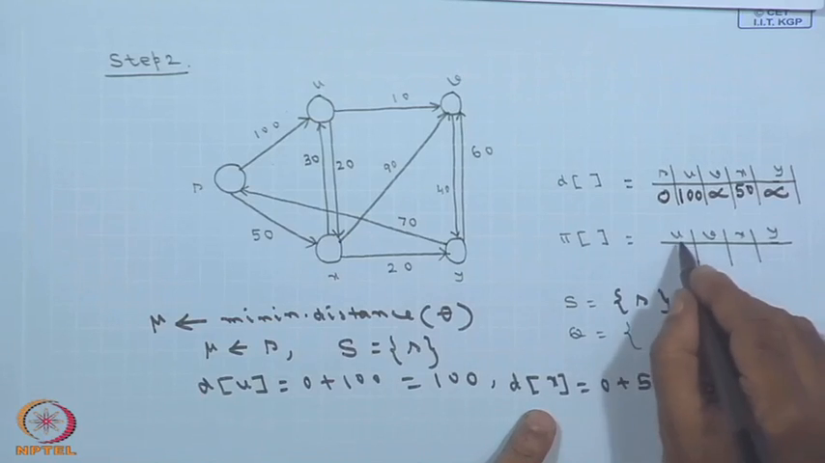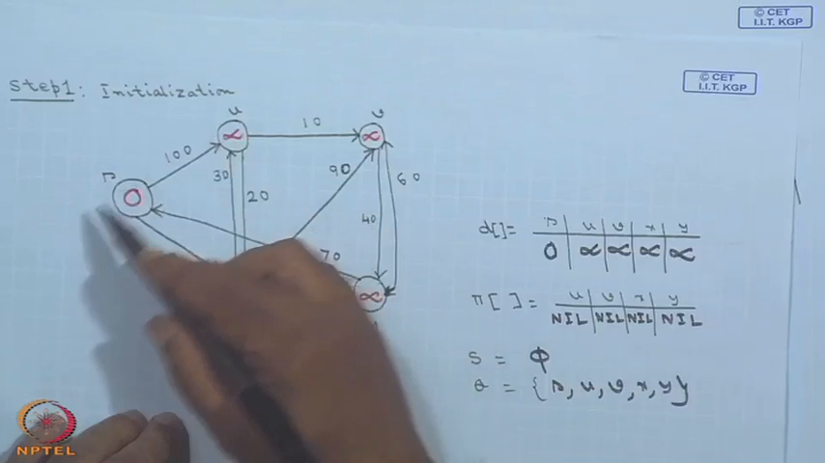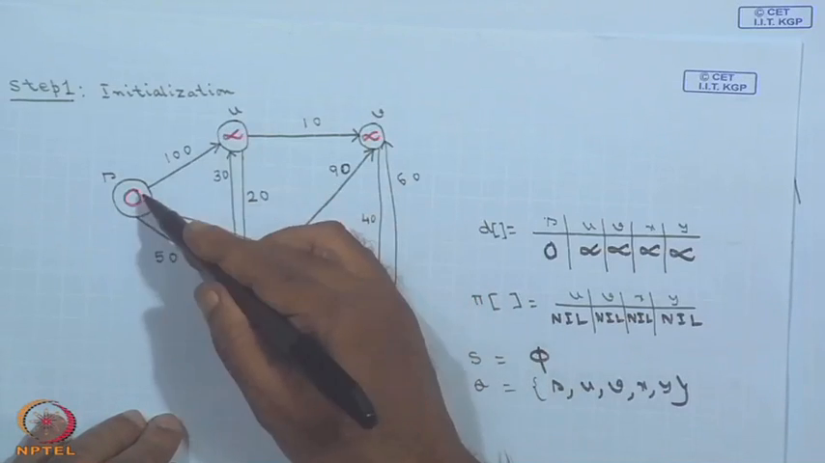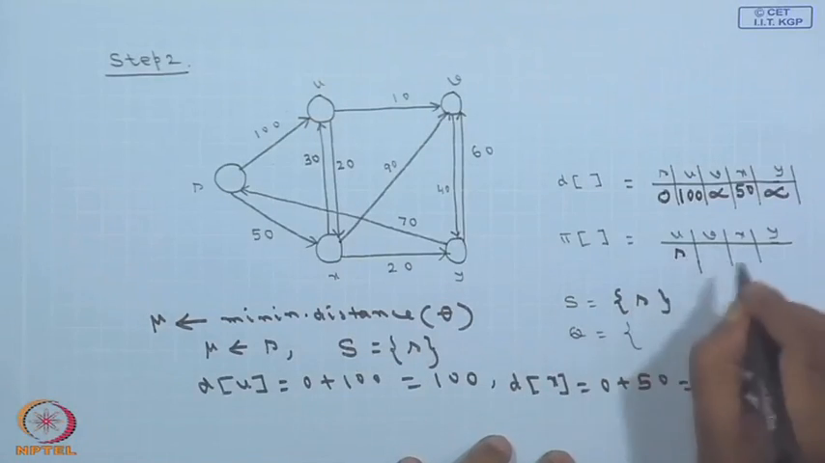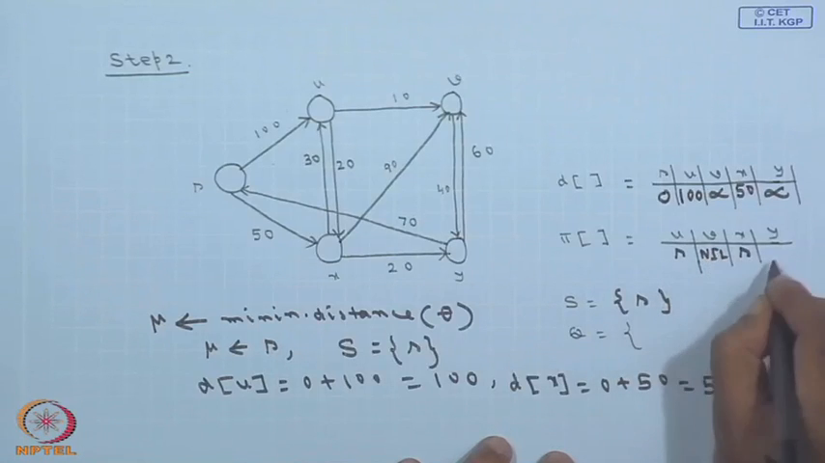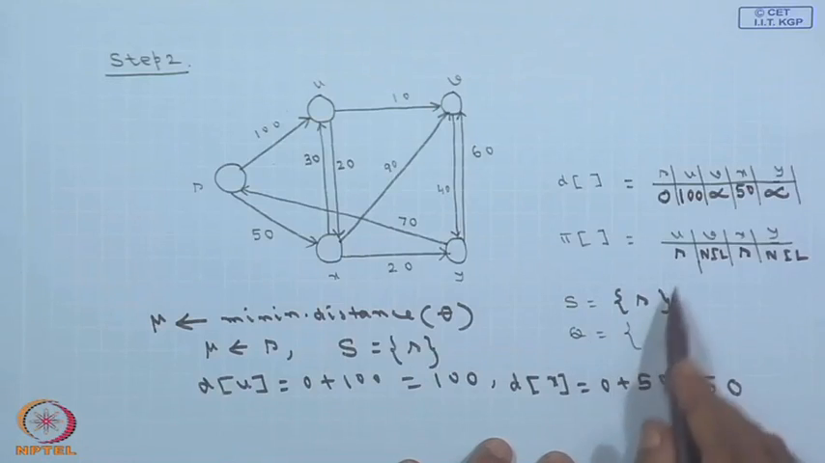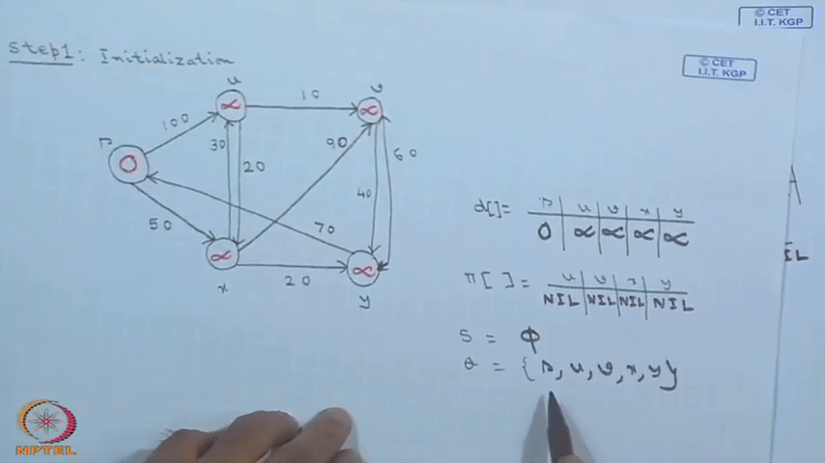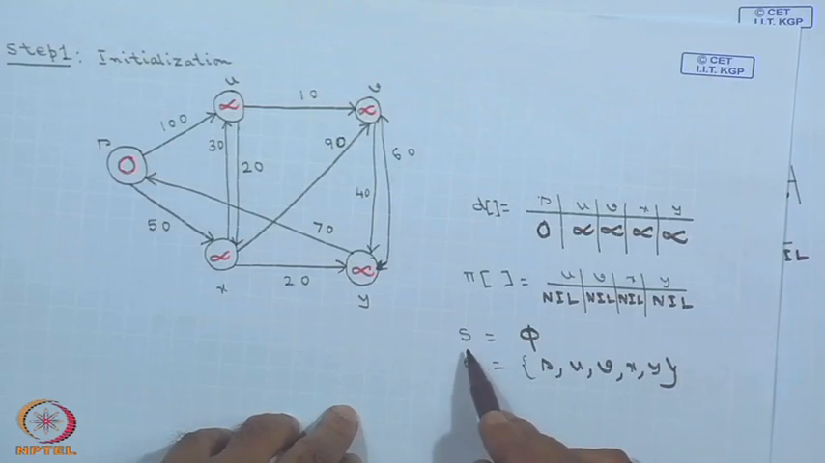What about the predecessor? Who is the predecessor of u now? Predecessor of u is S, predecessor of x is S, and for v and y it is nil. So once you have drawn this, your S is this. From Q, what will happen? Earlier your Q was S, U, V, X, Y. Now, you have already visited S and that has come to capital S.